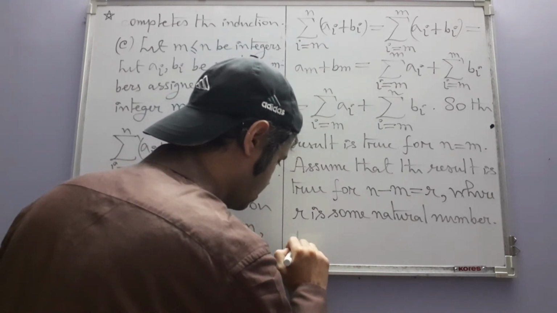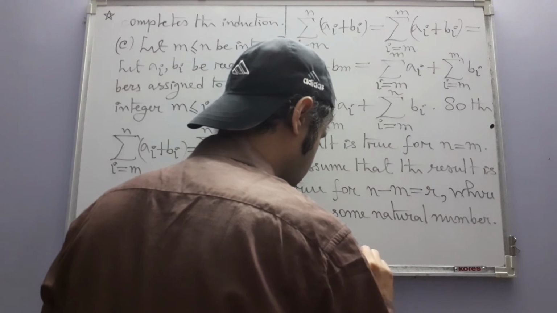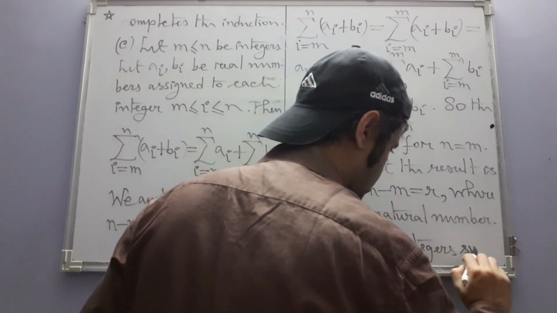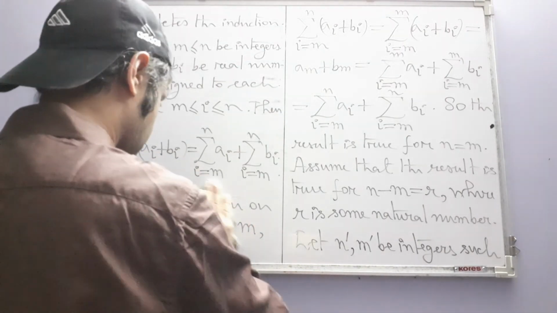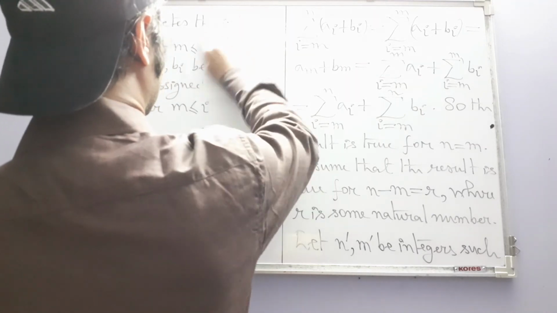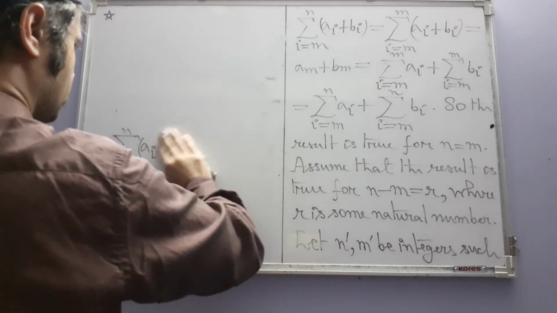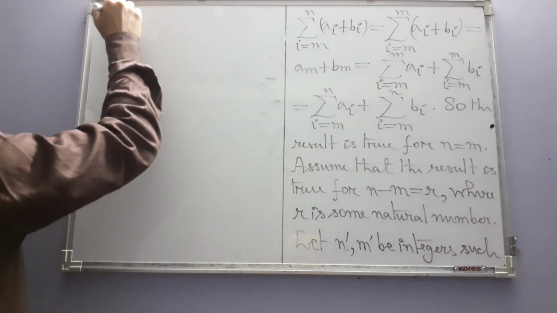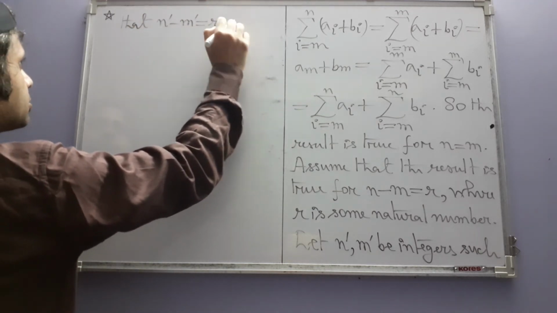Now let n prime, comma, m prime be integers such that n prime minus m prime is now r plus 1.